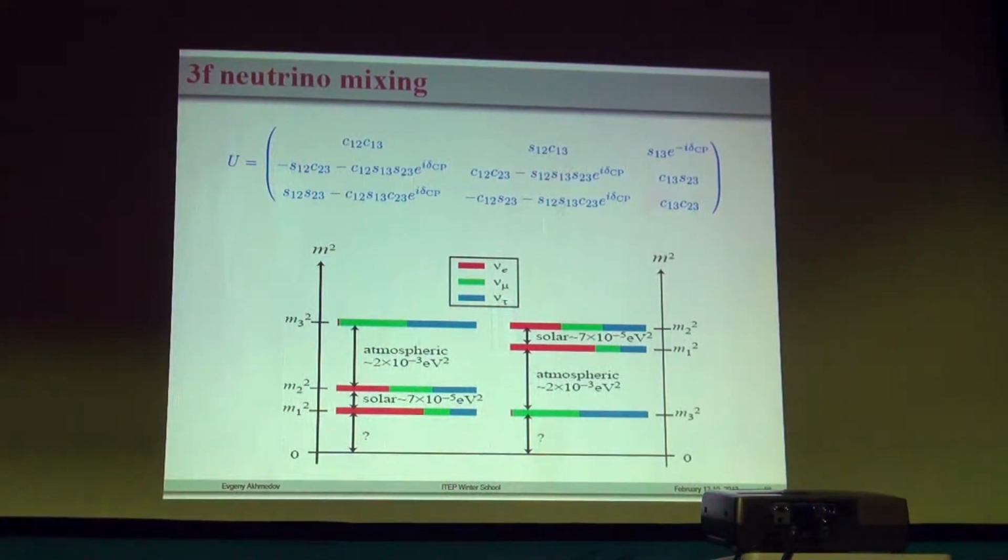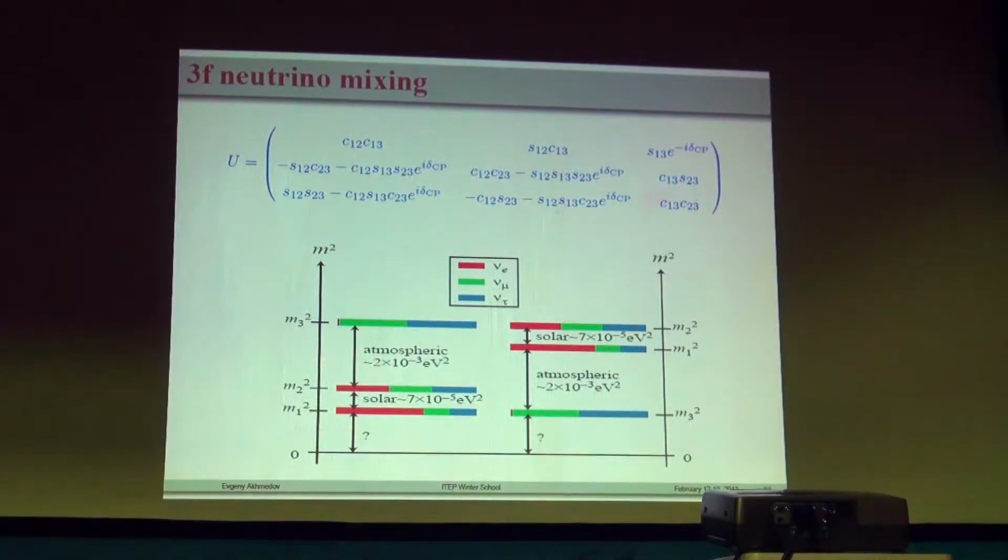Okay? Let me first describe the meaning of this color. So we have some bars here, some elements of which are shown in different colors. If we take the area of each bar to be 1, then the weight of each flavor eigenstate is simply given by the square modulus of the corresponding element. For example, the square modulus of this element, s13 squared, gives us the weight of the electron flavor in the third mass eigenstate.